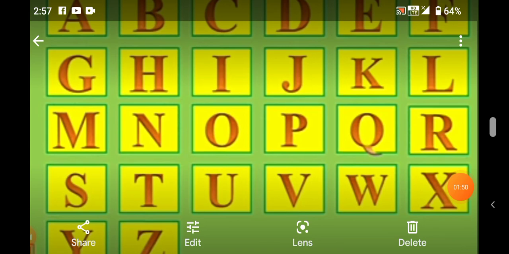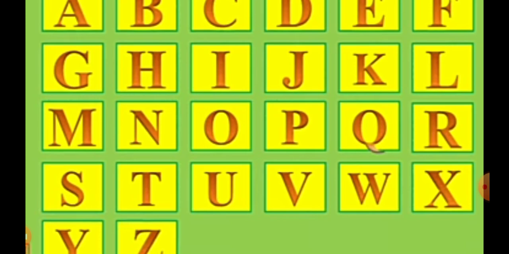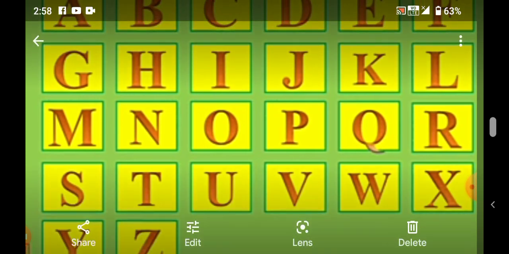Let us revise our English alphabets. How many alphabets are there? There are 26 alphabets. What are they? A, B, C, D, E, F, G, H, I, J, K, L, M, N, O, P, Q, R, S, T, U, V, W, X, Y, Z. In all, how many letters? 26. There are how many types of alphabets? There are two types of alphabets. They are capital alphabets and small alphabets.